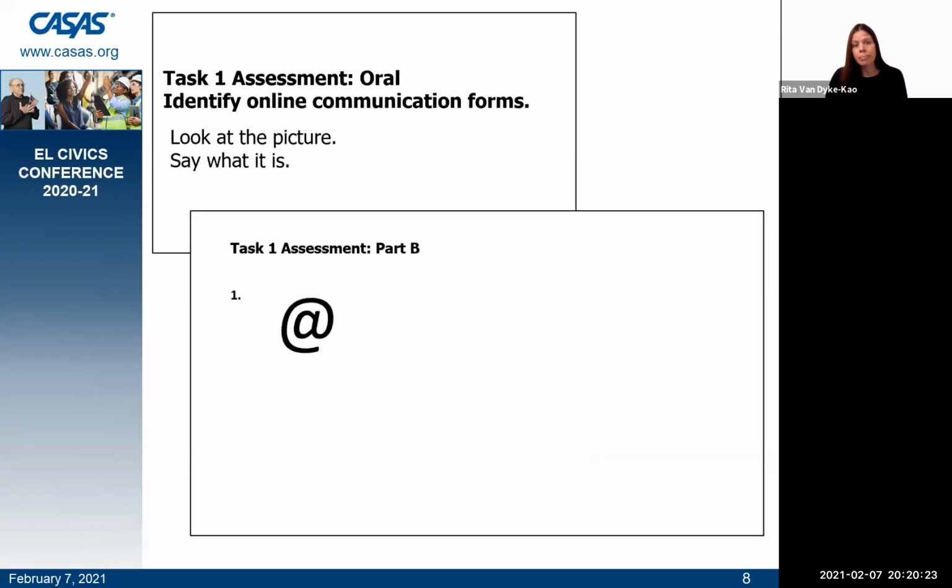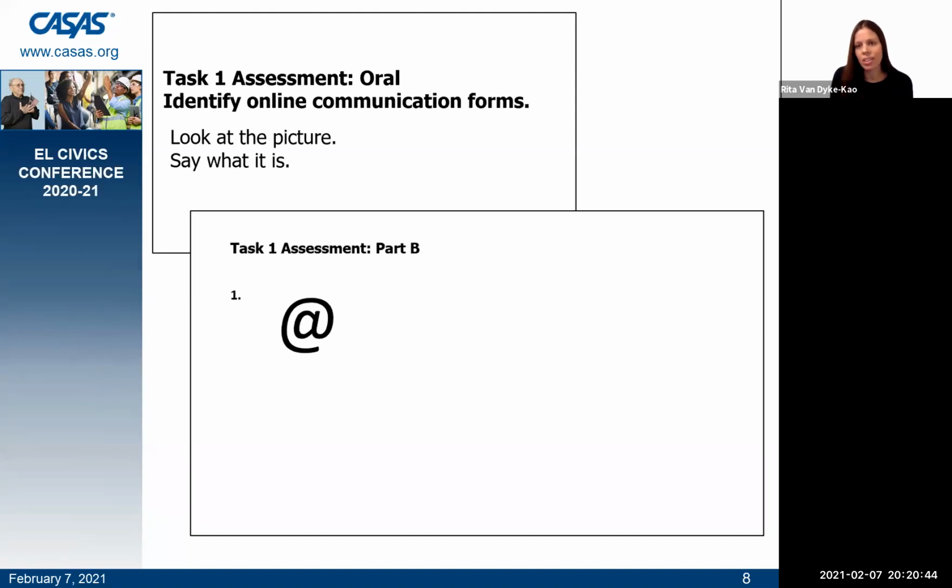Task 1, oral assessment. So students are just going to speak, say the answer. They don't need to write anything. But the student needs to identify online communication forms. They look at the picture, they say what it is. And so this could go quite quickly.